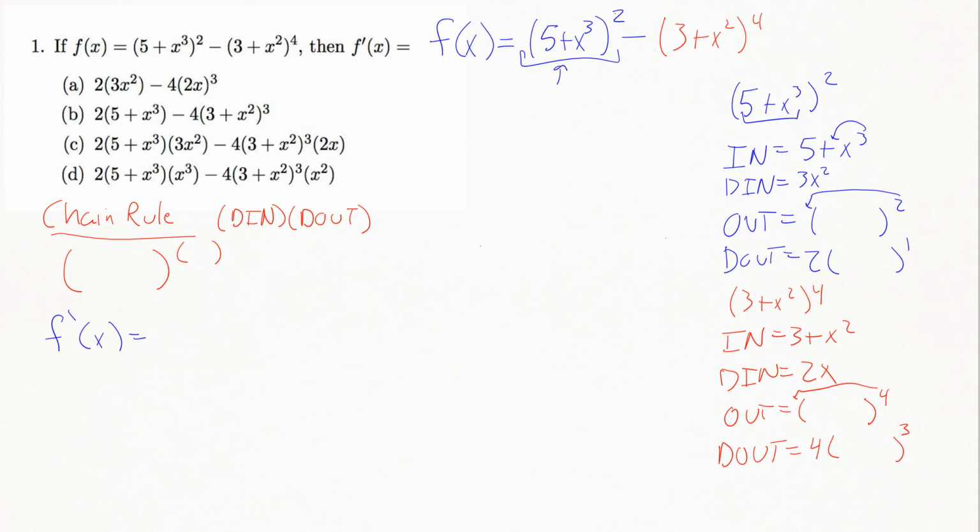So looking at the first piece, this was a chain rule. We needed to do a d in, d out on this. So the derivative of the inside times the derivative of the outside. So the d in was the 3x squared piece. The d out is this 2, and then again I leave everything alone that I already took the derivative of and subtract 1 from the power.